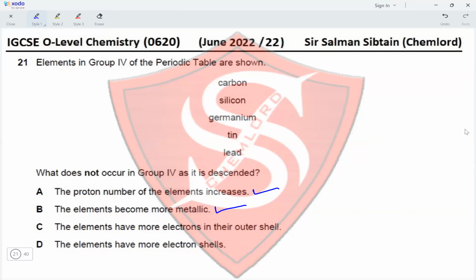The elements have more electrons in their outer shell. Now this is incorrect because they are all elements belonging to group 4, so all of them will have 4 electrons in their outer shell. The number of electrons in the outer shell will not change, so this statement is incorrect. And the elements have more electron shells. Yes, as we descend the group, the number of shells increases, so this statement is also correct. Therefore, the correct option for this question is option C.